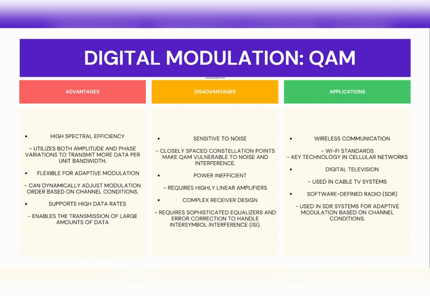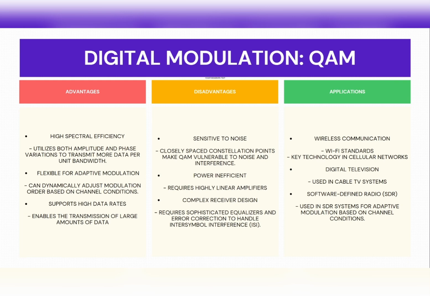For the disadvantages, it is sensitive to noise because the constellation points are closely spaced, making QAM vulnerable to noise and interference. Also, it has poor power efficiency. It requires a highly linear amplifier, therefore more power is needed. And the last one is complex receiver design. It requires a sophisticated equalizer and error correction to handle inter-symbol interference.